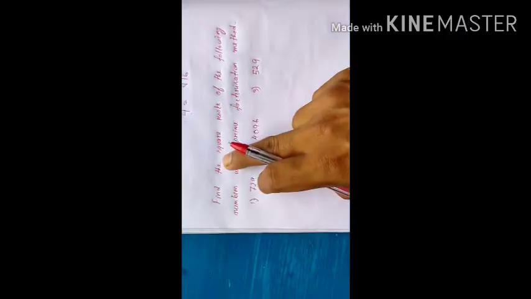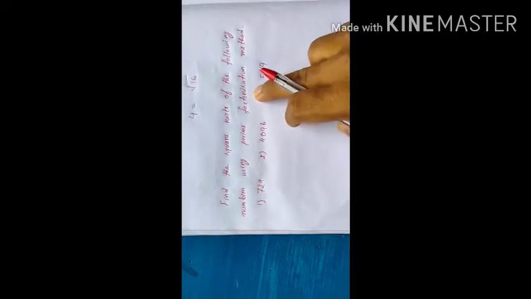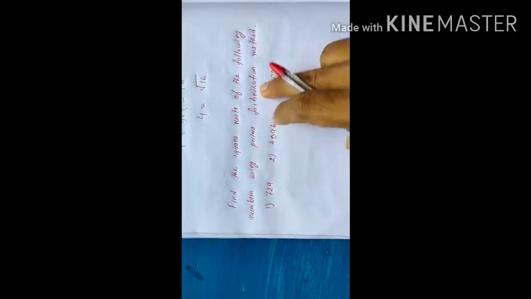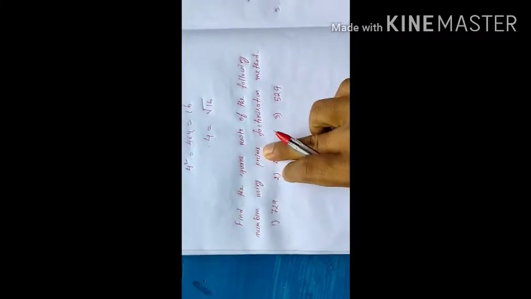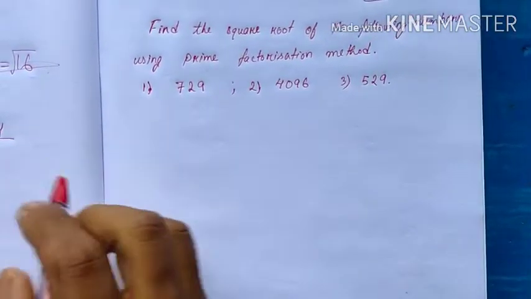Prime factorization method means we have to find all the factors of the number, which is 729 here in the first case. We have to find all the factors of 729 such that all the factors must be prime numbers. It means we have to find the divisors of 729 such that all those divisors are prime numbers. So how will we do that? Now let us look at it.